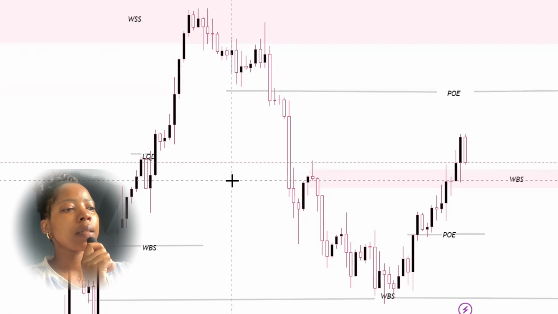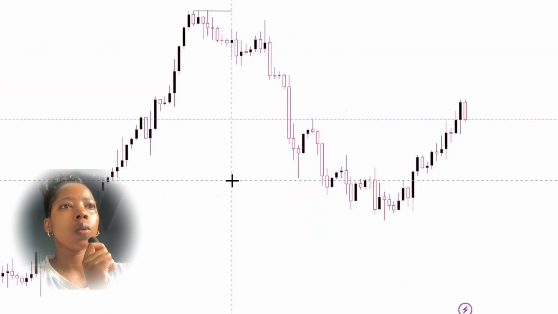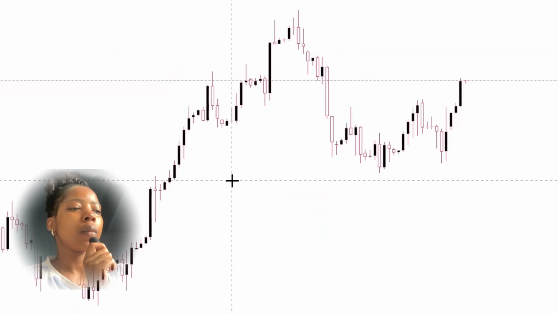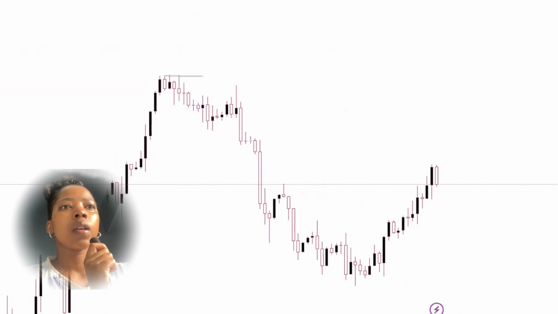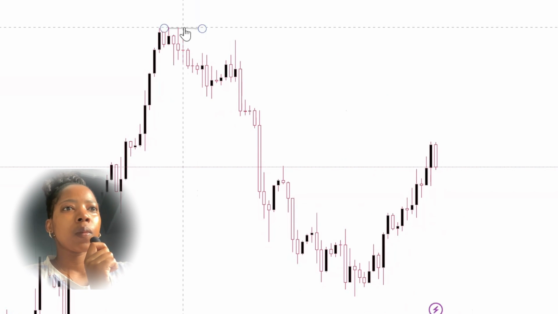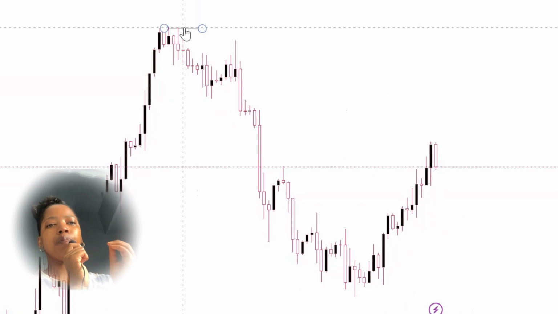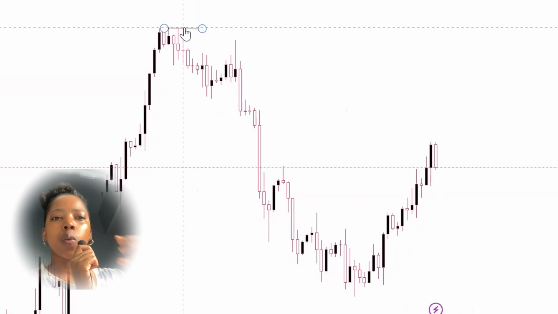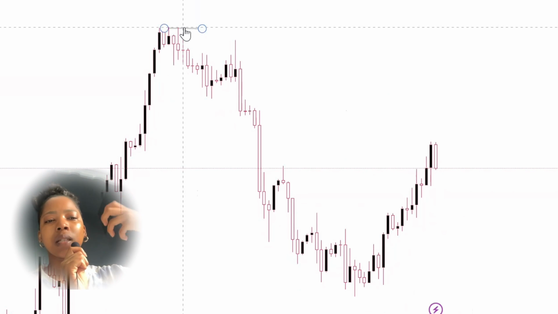So my next, let's go to this area. In simple terms, liquidity is areas where there are orders. So liquidity is just orders, okay? Loads of orders, that means there's more liquidity there.